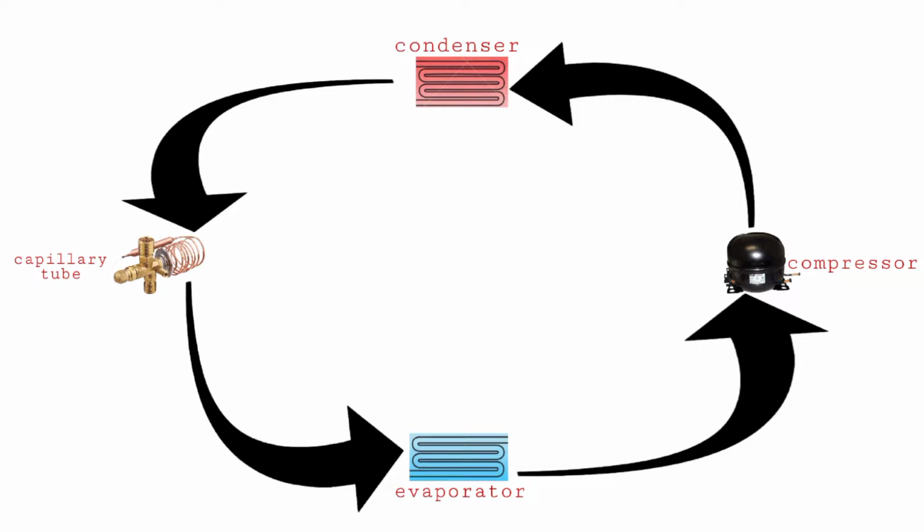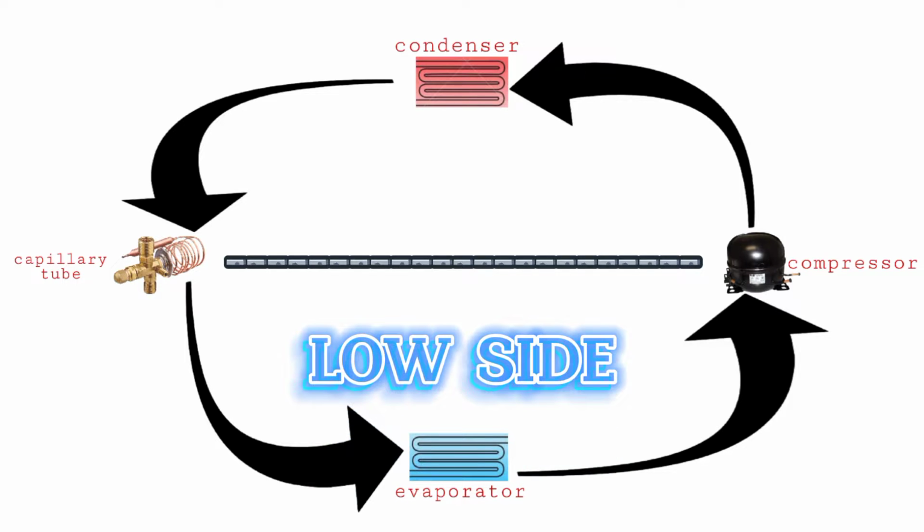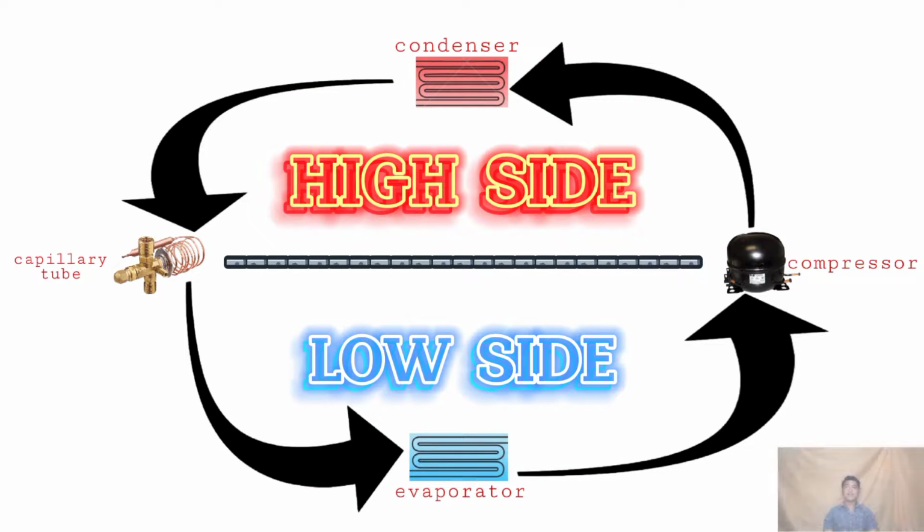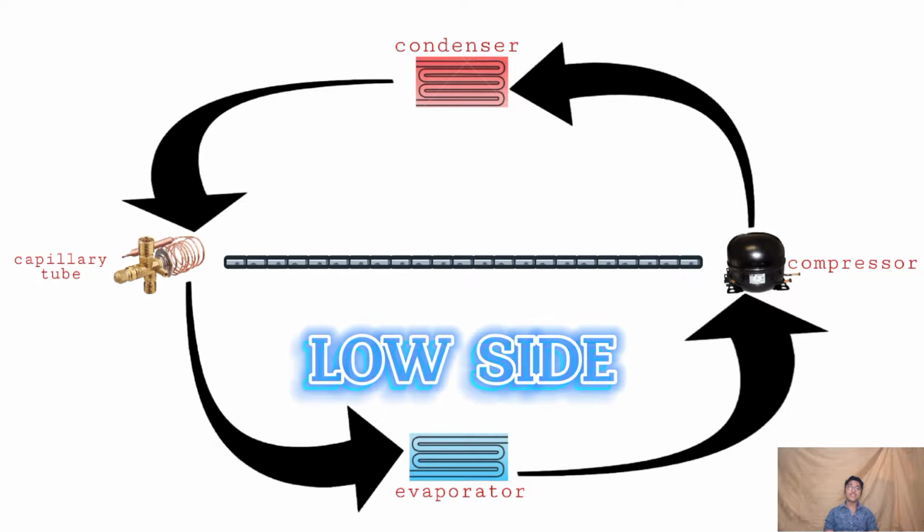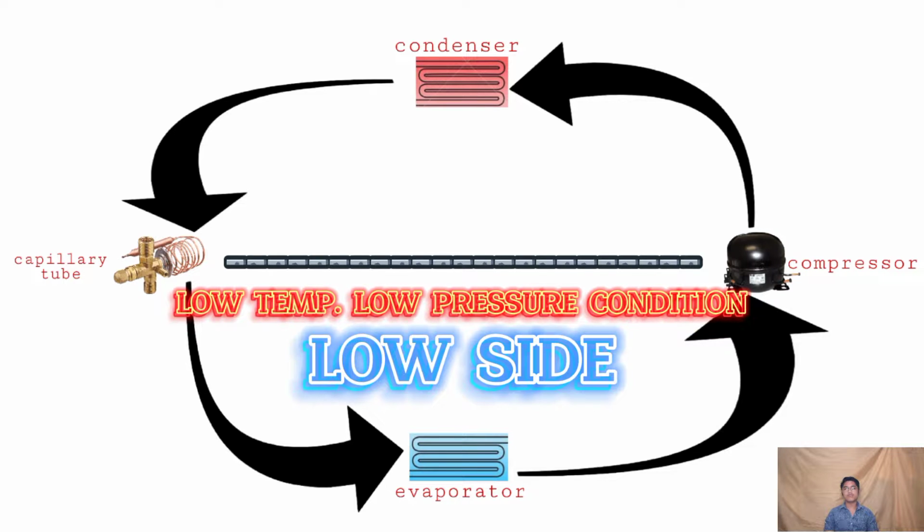With this cycle, we have two sides: the low side and the high side. Let's discuss first the low side. The low side is where the refrigerant flows in low temperature or low pressure condition. It starts from the exit of the capillary tube, then goes to the evaporator, then before entering the compressor motor. So that is the flow of the low side.